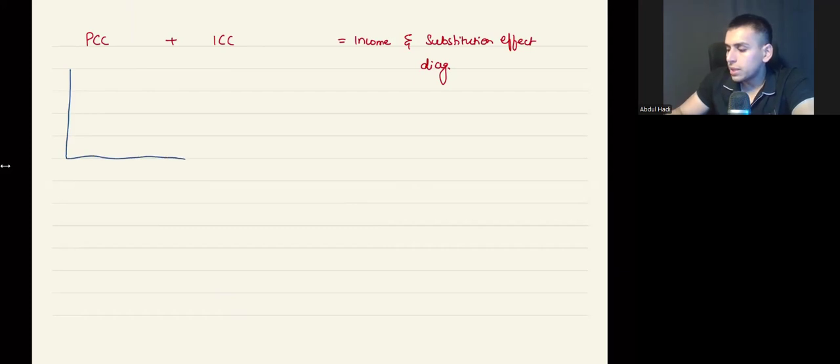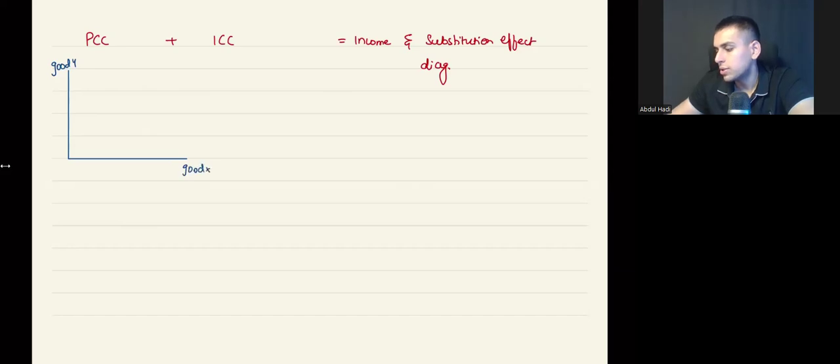What used to happen in the price consumption curve? This is my good Y. This is my good X. This is my initial budget line AB. This is my initial indifference curve IC. All right, and this is my initial equilibrium level E, and this is my initial equilibrium quantity of good X.